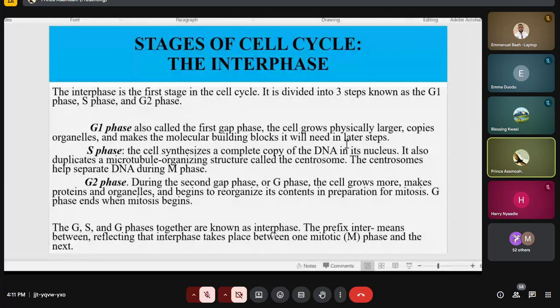We are saying that there are 2 main stages. The first stage is the interphase, which has 3 steps or 3 phases. The first step is the gap 1 phase, the second is the S phase, and the third is the gap 2 phase. So the G1, S and G2 phases together are known as the interphase. It is called inter because it sits in between mitotic phases. Okay, so we are done with the interphase, or stage 1. We are going to stage 2, which is the mitotic phase of cell division.